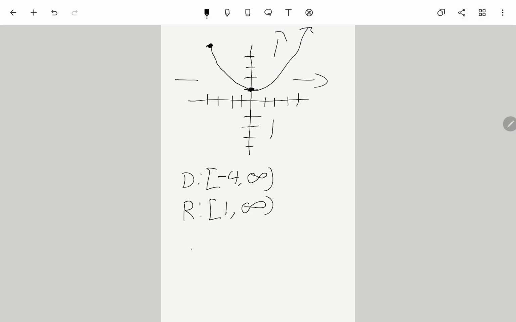So now let's talk about domain and range with tables. Okay. For example, you have x and y. 0, 1, 2, 3, 4. And you have, for example, 0, 1, 2, 3, 4 again. For example, that.